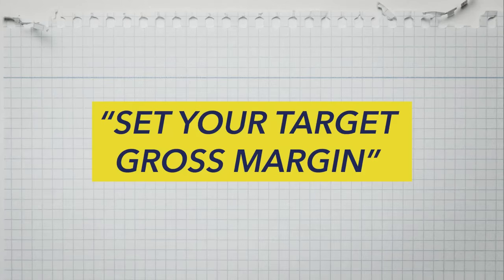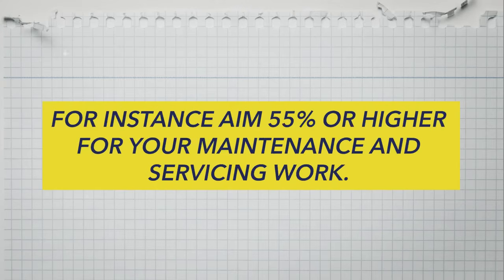So how can you implement gross margin versus markup? Well, the first thing is to actually set a target gross margin. For instance, aim for 55% or higher for your maintenance and your servicing work. Make sure you've got a target, and that's what you aim for before you pull the trigger on any of your quotes, your bids, or your invoices.